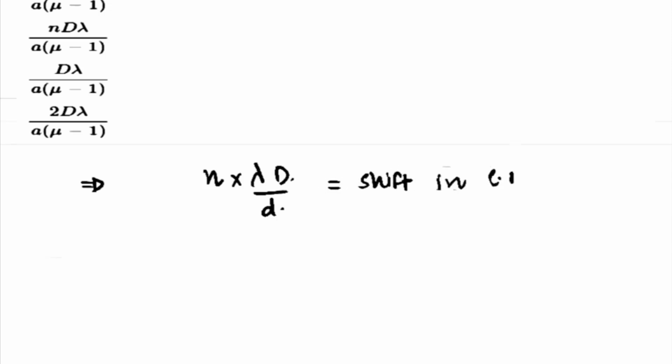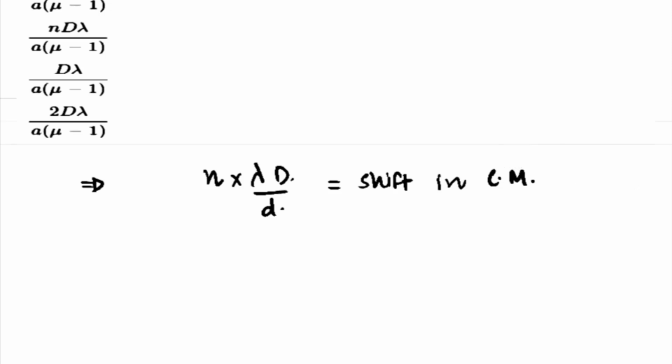So we know fringe width is given by beta, and that is given by lambda D by small d. So if the central maxima is getting shifted by the value of n fringe width, that means that distance will become n into lambda capital D by small d. Okay, so this is the shift in central maxima.